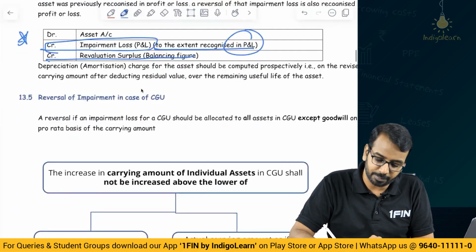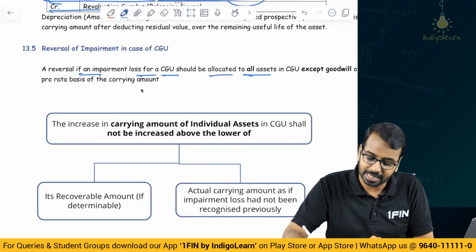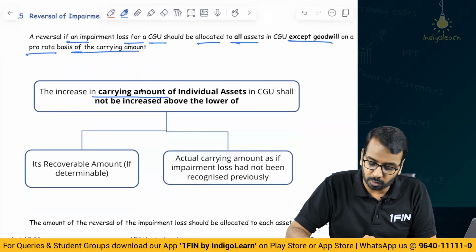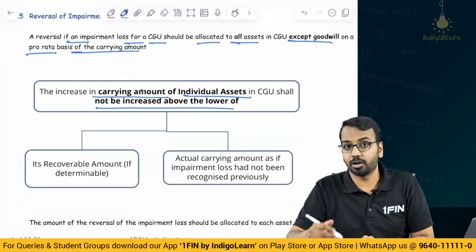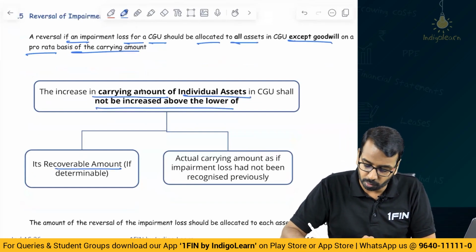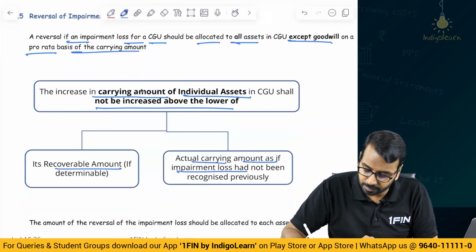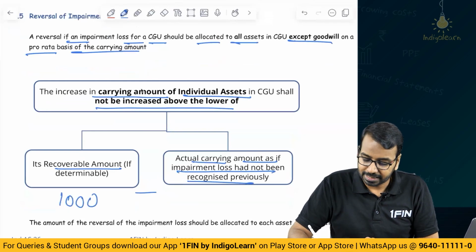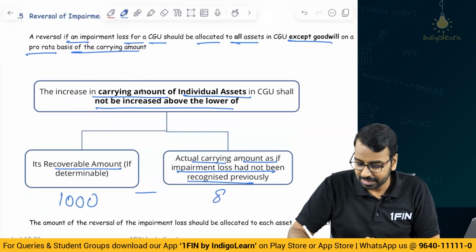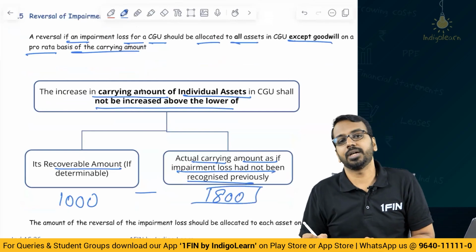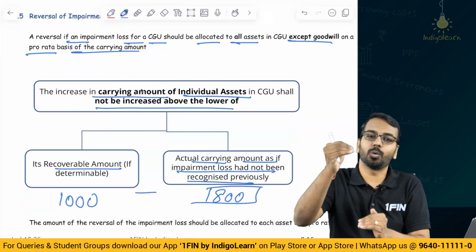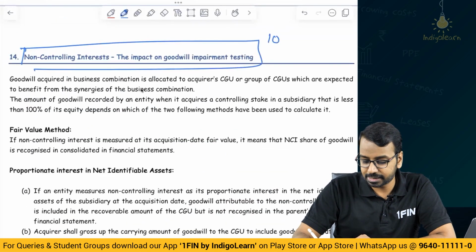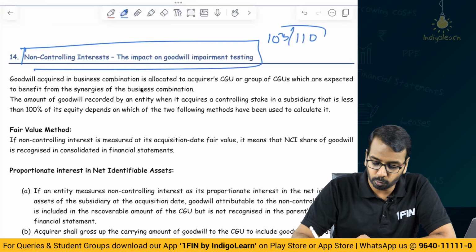A reversal in the impairment loss for a CGU should be allocated to all assets except goodwill on a pro rata basis of the carrying amount. Again, the increase in carrying amount of individual assets shall not be increased more than the recoverable amount or actual carrying amount as if impairment was not recognized, whichever is lower. So what it means is, if recoverable amount is 1000, and carrying amount if impairment loss was not charged is 800, you will restrict that reversal to 800 only, meaning you will bring back the asset value only to the extent of 800. Then this is an important concept for goodwill testing when it comes to Ind AS 103-110 concepts.